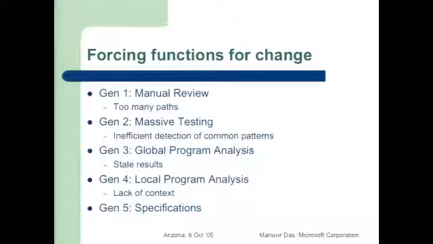So his forcing functions for change: why do we change things from the way they were actually working in Windows development before? Or not just Windows, actually, a lot of Microsoft products. So if you want to generate bug-free code, or at least code with few defects, there's a sort of generation of things that people have tried. You can do manual review, but there are too many code paths. It doesn't really work. You can try to do massive testing, but it's a very inefficient way to detect common patterns of problems in the code. Plus, when you have concurrency, it basically doesn't work anymore.